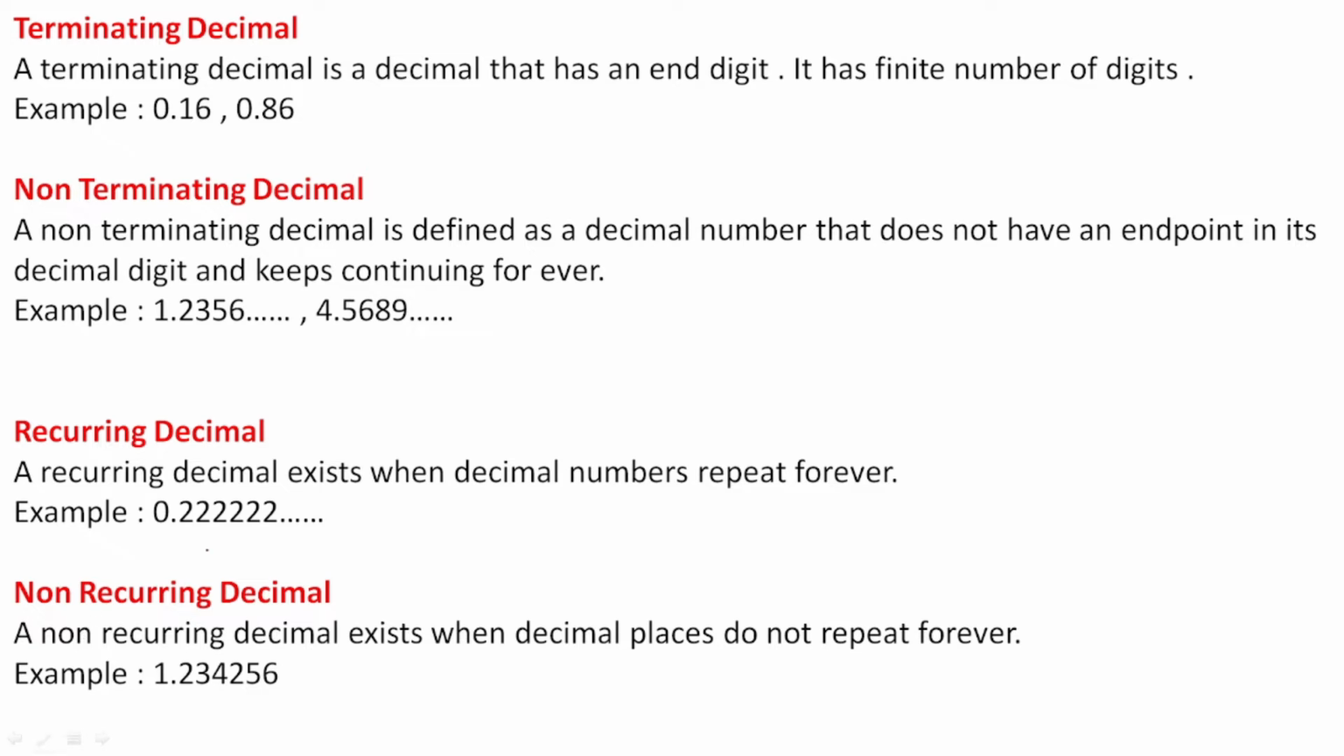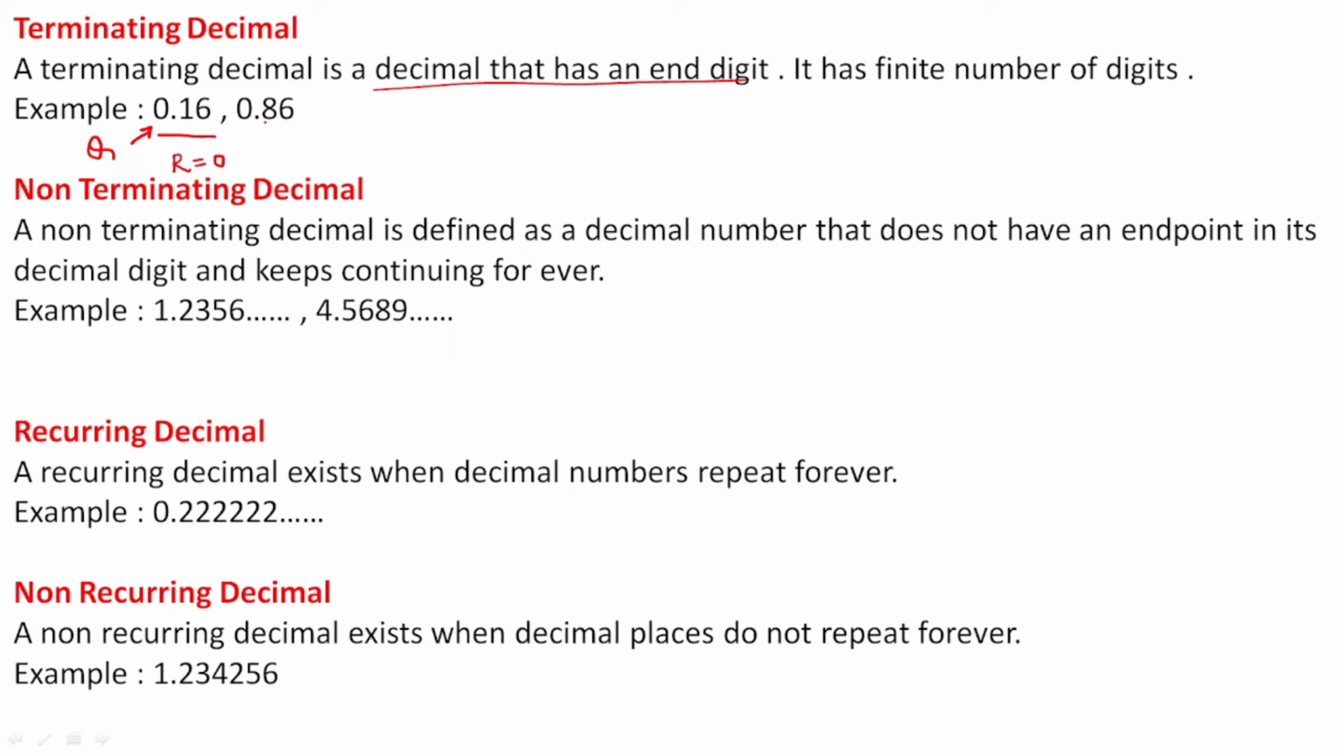So what is a terminating decimal number? A decimal number that has a specific end digit is called a terminating decimal number. Whenever we divide, if the quotient you get is finite, like it doesn't continue, like when the quotient is 0.16, it means that the remainder is 0. So if this is the quotient, the remainder is 0. That is the meaning of terminating decimal.